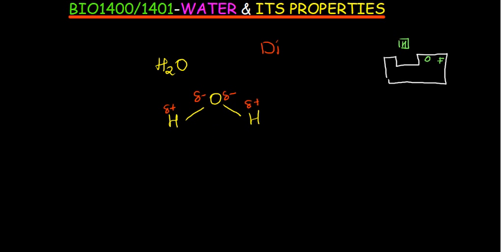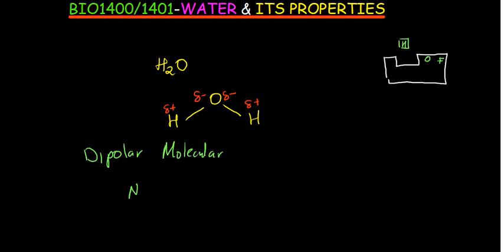So water is dipolar. You need to know that. That is one important thing about water. It is a dipolar molecule, meaning it has got two poles, a positive and a negative pole. Now, why is it that water is dipolar? It has got a net dipole.